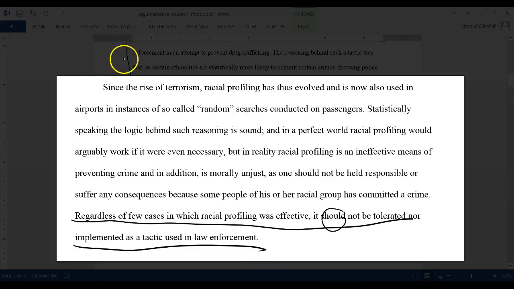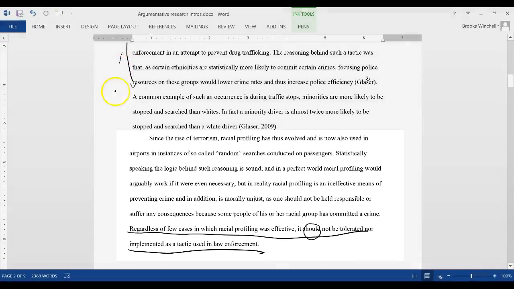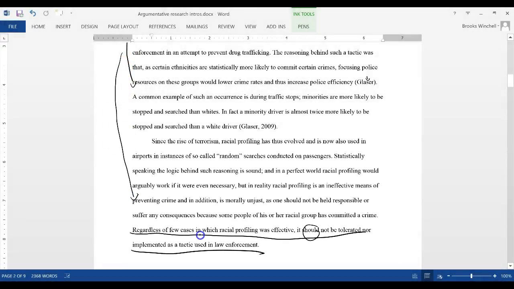So in this case, he uses 2 paragraphs to present the exposition, and we feel pretty prepared to hear his paper. He's defined racial profiling. He's talked about the history. He's giving us some information on the controversy, right, since 9/11, and he gives us his thesis. So that's a pretty good example of an introduction.